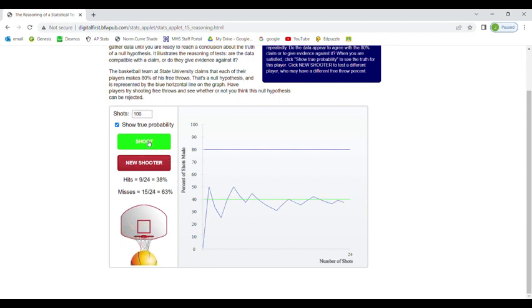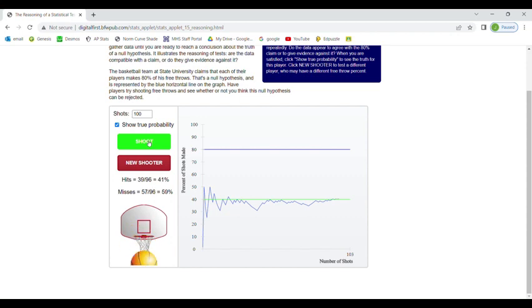Now that might take a little while, but you can see now as this goes out, it's zeroing in. Well, actually, he's getting a pretty long string of bad luck there. But as we continue, his sample proportion is getting closer and closer to his true population proportion. But there's some variability. You can see he's up and down a little bit.